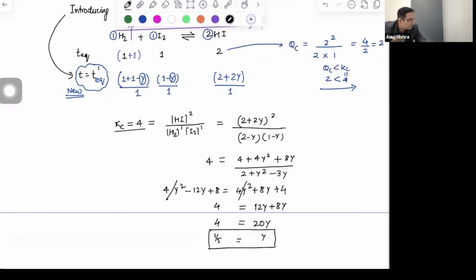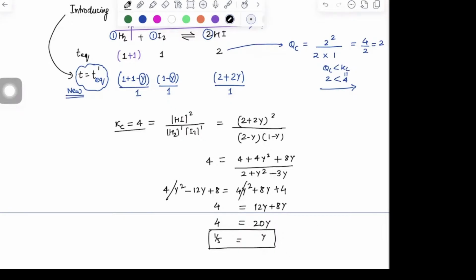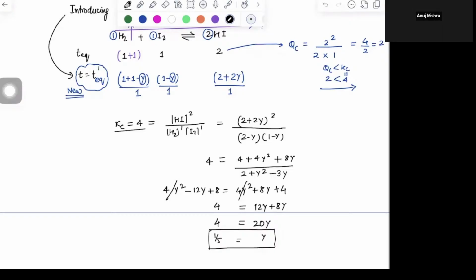Is everyone getting this, or is it only me? How much is y coming up? 1 by 2. Check once. 4y square, 8 minus 12. 4 cancel. 20y is 4. What's the answer for y? Anyone? Is it coming this much or something else? So even I'm getting 1 by 5.